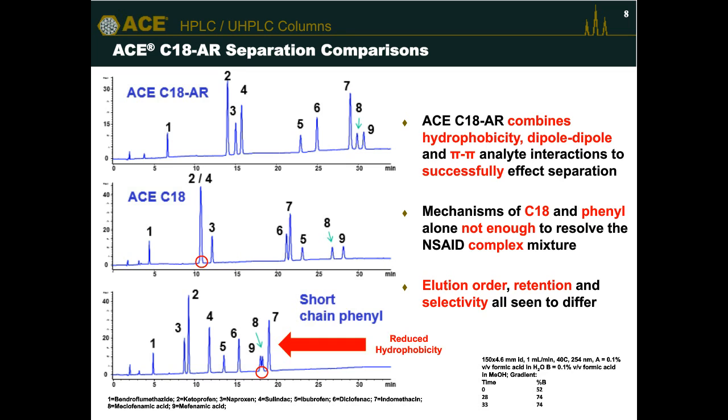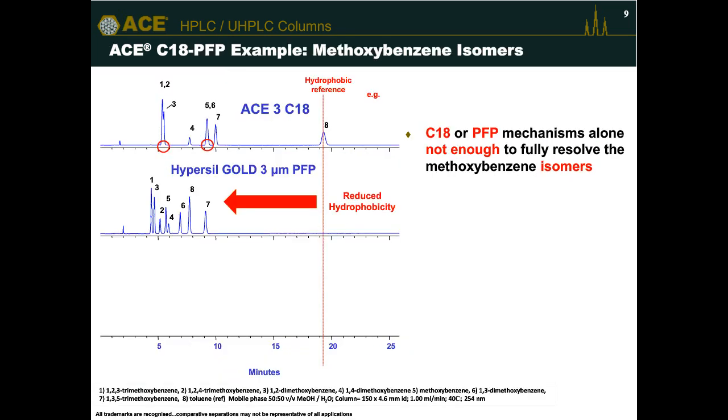The C18PFP is an interesting stationary phase because it can provide separation of very closely related, structurally related compounds. So we can see on the screen there that this is a mixture of methoxybenzene isomers. So these are regioisomers or positional isomers. Now, when we analyze this mixture of positional isomers on a standard C18 at the top, you can see we get coelution, and this is exactly what we would expect.